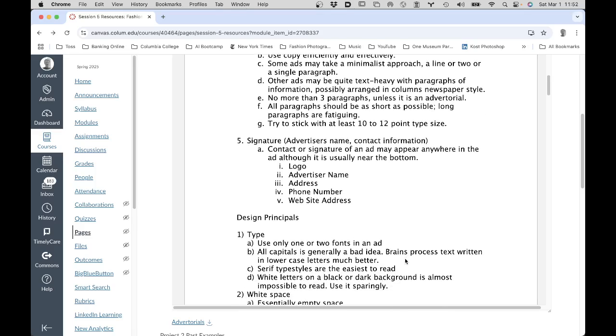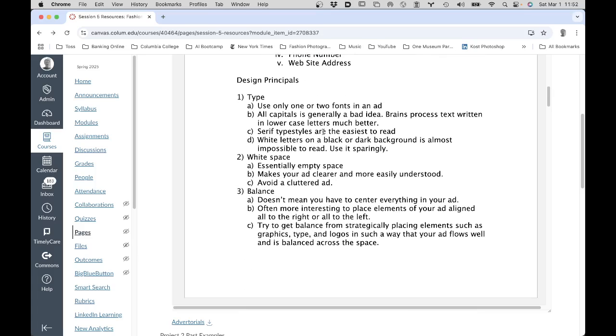Again, in advertorials here, this is what would be in the signature of your ad: a logo, advertising name, address, phone number, website. Design principles. I really want you to read through this. So only 1 or 2 fonts in your ads. All caps are very difficult for people to read. So why would you use all caps? Where would this actually come into play? Where would you want to use all caps?